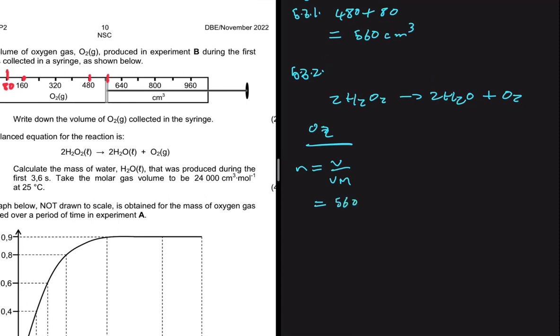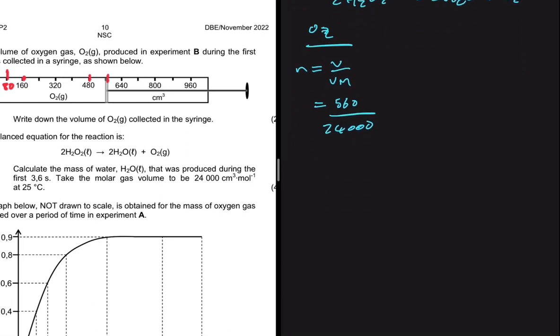It is 560 centimeter cube divided by our molar gas volume, which is 24,000 centimeter cube. The question now might be, why am I using centimeter cube and not decimeter cube? That is because all my units are in centimeter cube. Even if I divide the numerator and the denominator by 1,000, those thousands are going to cancel out, so it doesn't really matter in this case. Anyway, we're going to have 0.023 moles of O2.